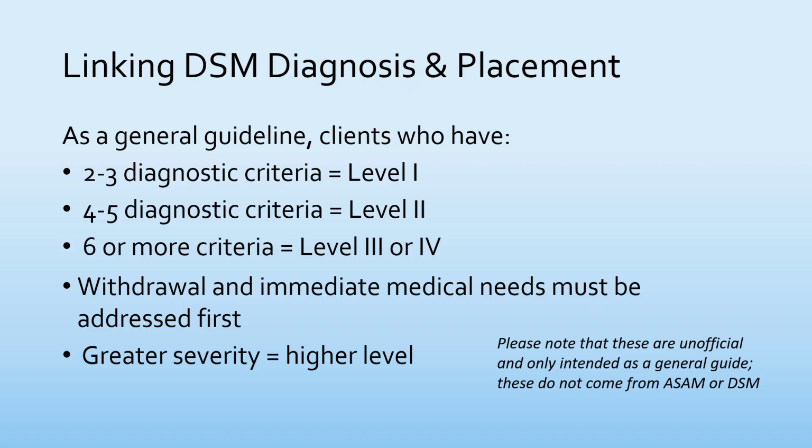And then if you had somebody with 6 or more criteria, meaning they meet the DSM for severe, I would think that implies more of a level 3 higher intensity level of care, or maybe a 2.5, or even a level 4 if there are medical needs or withdrawal needs to address. Generally speaking, greater severity is going to mean a higher level of care. That is consistent with ASAM language. And of course, withdrawal and immediate medical needs have to be addressed first.